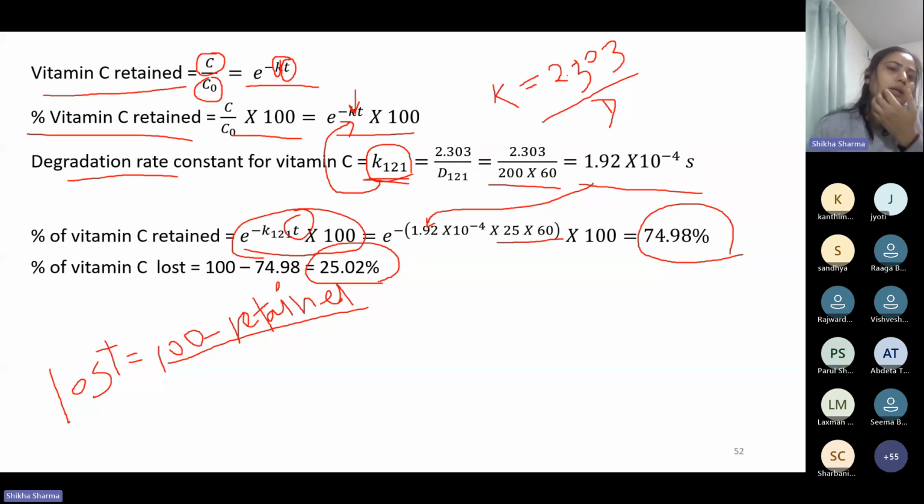I don't think it exactly follows first order kinetics in a practical situation, because when we do the heating, it can undergo second order kinetics as well. But, ma'am, we are assuming that it is first order kinetics.